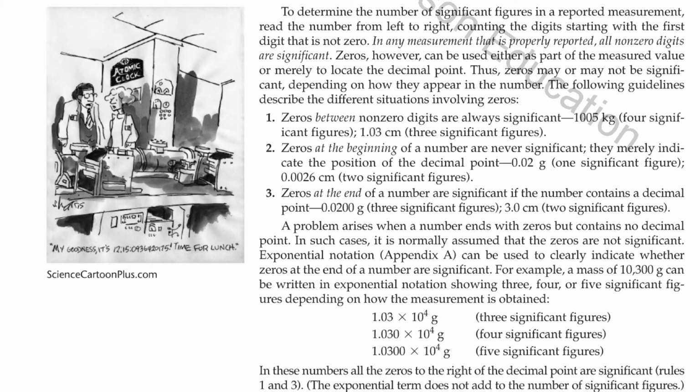Zeros at the end of a number are significant if the number contains a decimal point. 0.0200 grams, 3 significant figures. 3.0 centimeters, 2 significant figures.